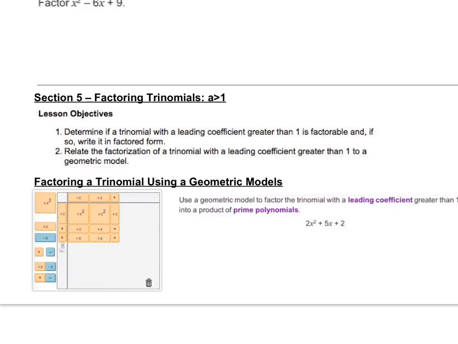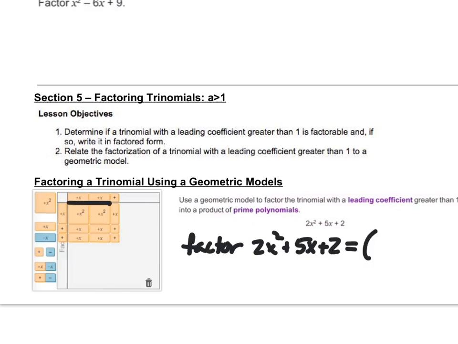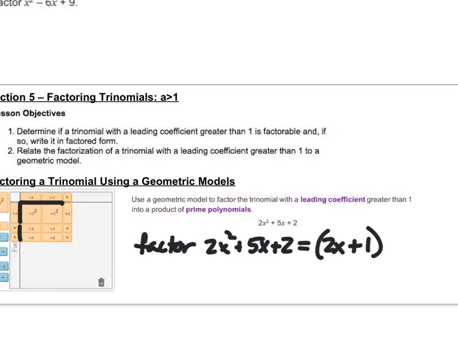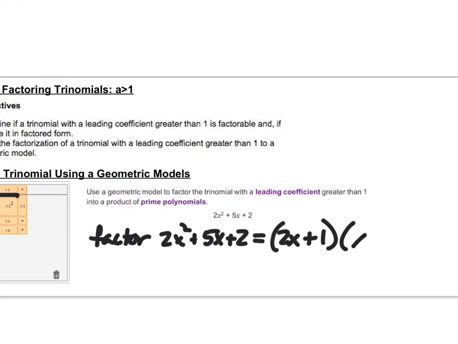So when you factor this, you would say that 2x squared plus 5x plus 2 is equal to 2x plus 1, and then here you would have an x plus 2. So you take this and multiply it by x plus 2.